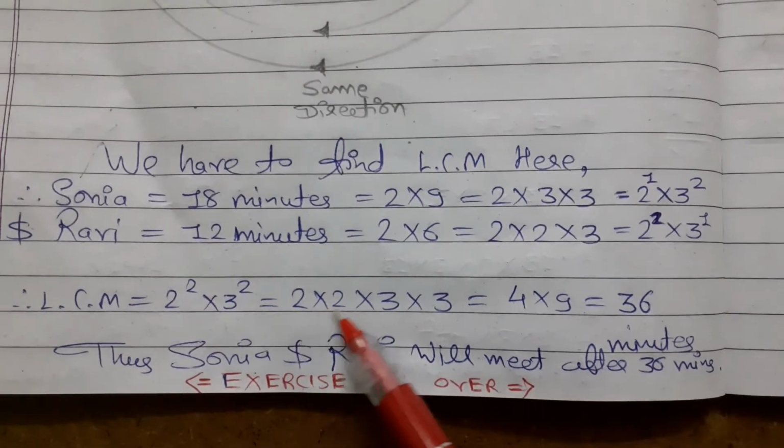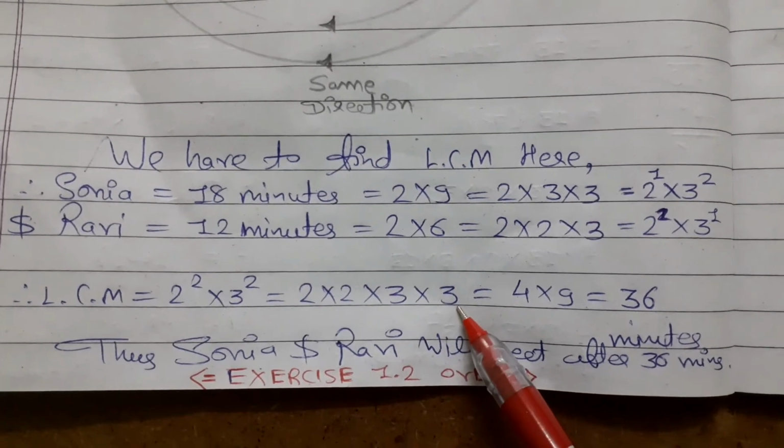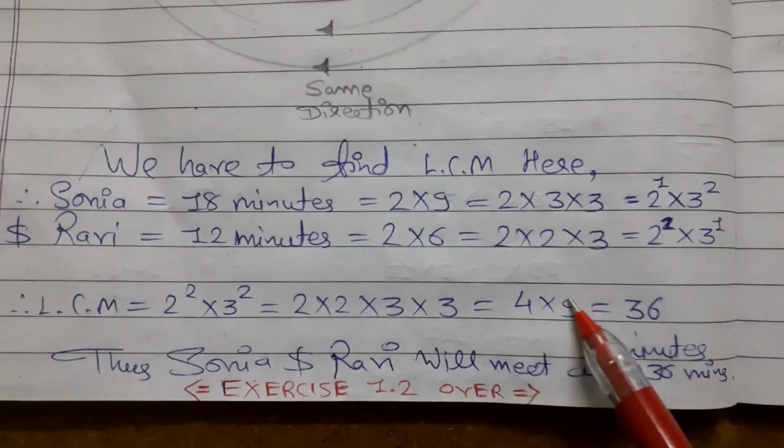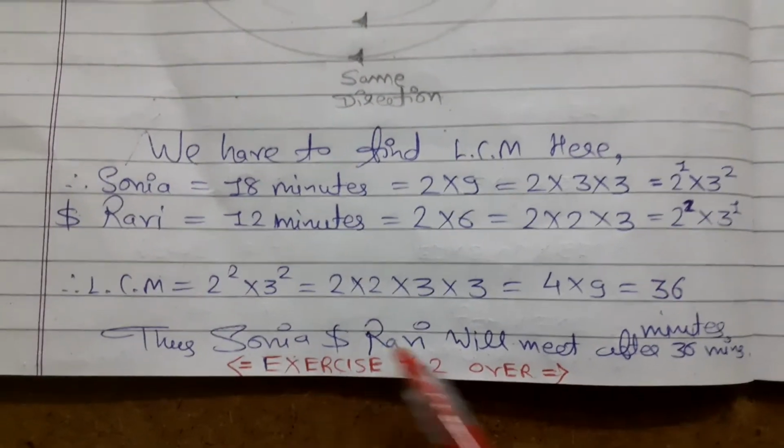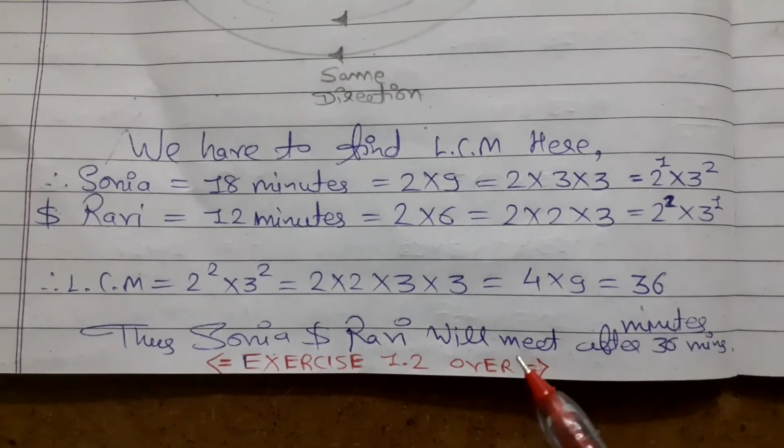2 raised to 2 means 2 into 2. 3 raised to 2 means 3 into 3. 3 into 3, 9. 2 into 2, 4. 9 4s are 36. So after 36 minutes, they will meet at the starting point.